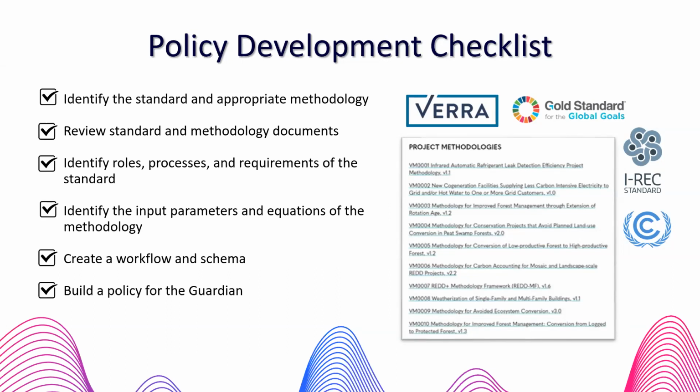Step 5 is to create a workflow and schema. This is when you would develop a clear workflow and schema that outlines the step-by-step processes for using the Guardian within your project. This will help streamline operations and ensure consistent application. This is also where knowing what roles play a part in your workflow is extremely important. Step 6 is to build a policy for the Guardian using the policy configurator.